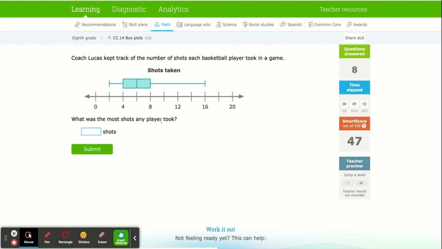What was the most shots any player took? The most is the maximum. That's 16.